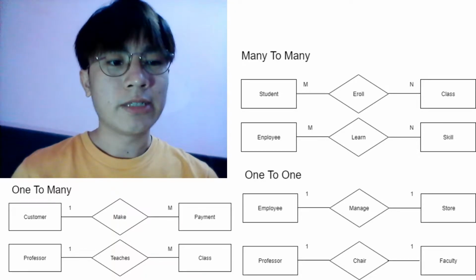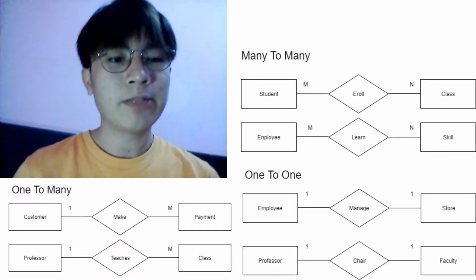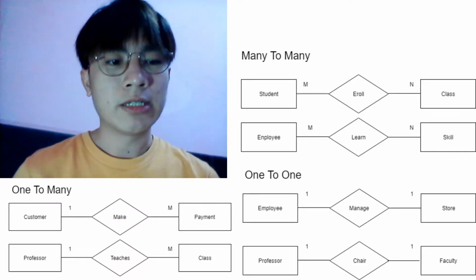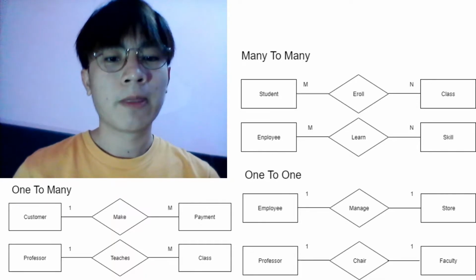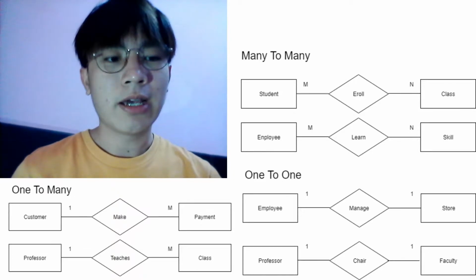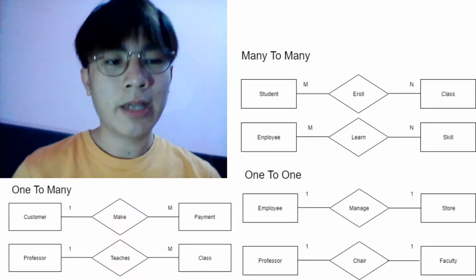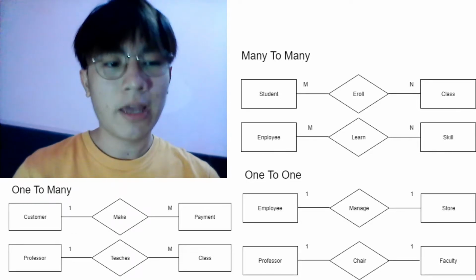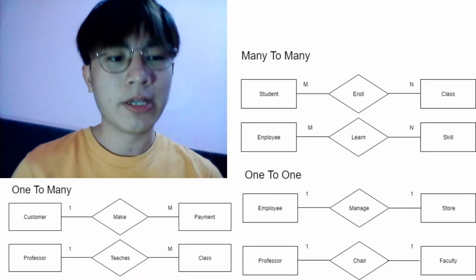And next is the many-to-many relationship. In a relational database management system, such relationships are implemented by means of an associative table. For example, one student can enroll in many classes, and one class can be enrolled in by many students too. An employee can learn many skills, and a skill also can be learned by many employees.